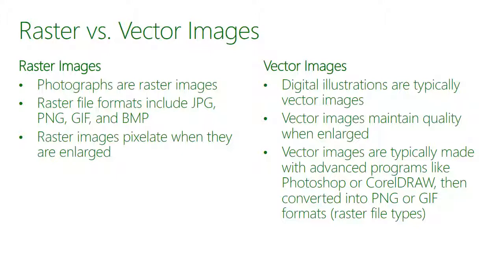Vector images are typically made with programs such as Photoshop or CorelDRAW, and then converted into PNG or GIF formats. For example, if you'd created a vector image in CorelDRAW, and then you wanted a version of it for the internet, you could just export it into a PNG or a GIF or something to include on the website.